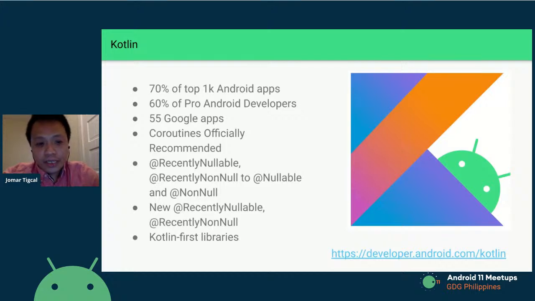According to a video that they released recently, of the top 1,000 Android applications in the market right now, 70% of those are already using Kotlin, and like 60% of professional Android developers are already using it. They say that they have 55 Google apps that are using Kotlin. Like, for example, Google Maps, Google Home, Google Pay, Google Drive, and more. So they're using that officially.